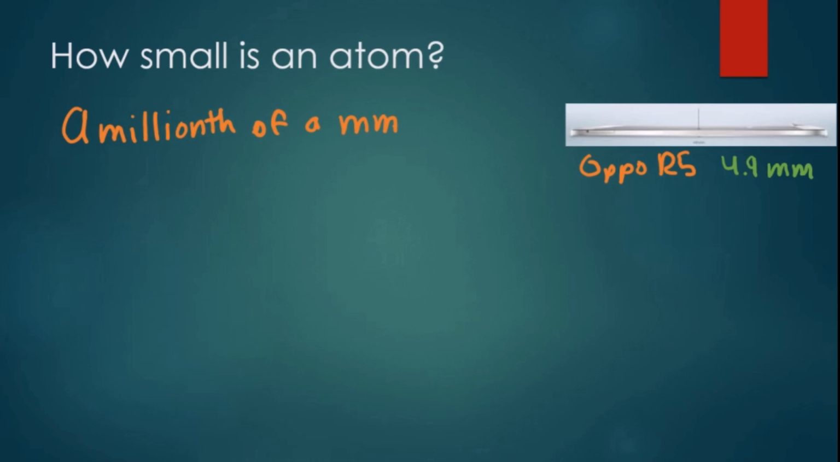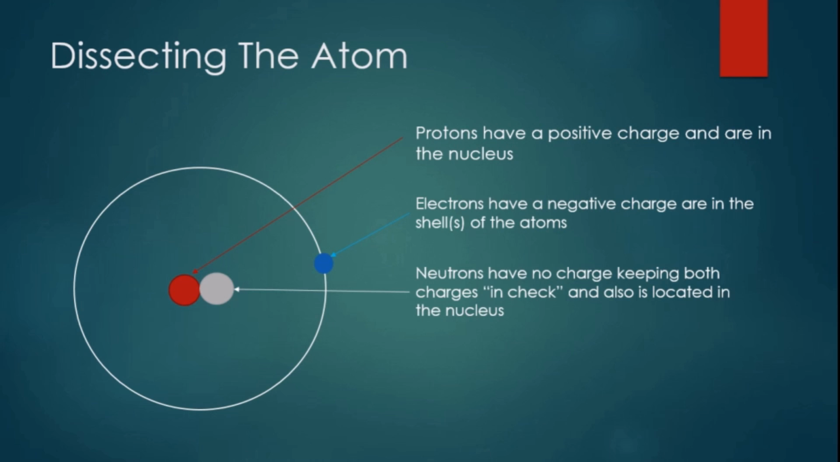So, let's dissect the atoms. Now, before we go, I'd like to explain first shells and the nucleus. Probably I'll talk about the nucleus when we actually dissect these parts. But shells are where electrons are located, and the nucleus is where the proton and neutron are located. So anyway, let's actually talk about these.